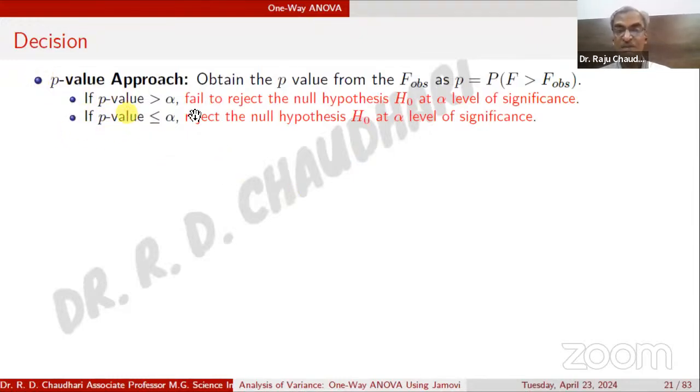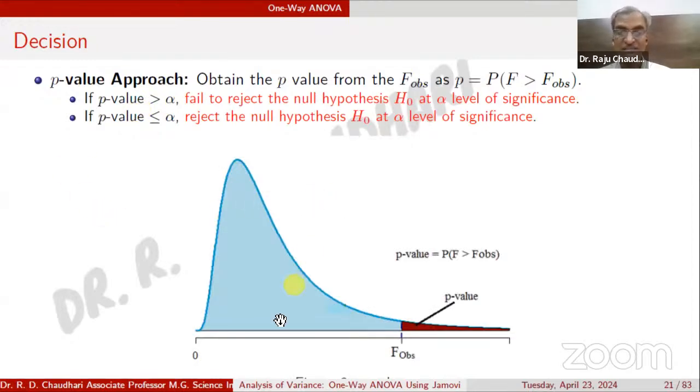So if the p-value is greater than alpha, which is the desired level of significance, 0.05 or 0.01, then fail to reject the null hypothesis at alpha level of significance. Otherwise, reject the null hypothesis. So this part is common for almost all statistical tests based upon the p-value.